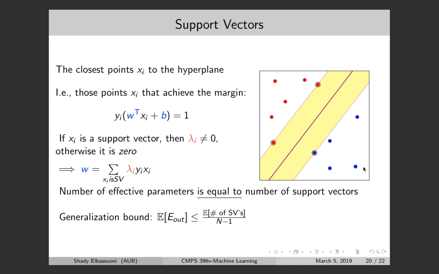So if you have a data set that has 1000 points and let's say hundreds of features, the effective number of parameters is not going to depend on the number of features, but on the number of support vectors, which are usually few. And this is why support vector machines are very powerful. They generalize very well because the number of effective parameters is small.